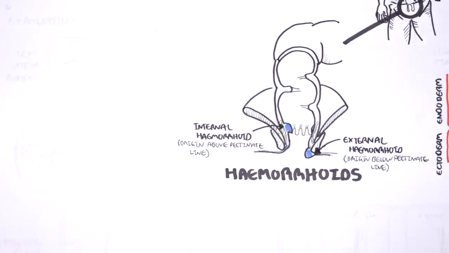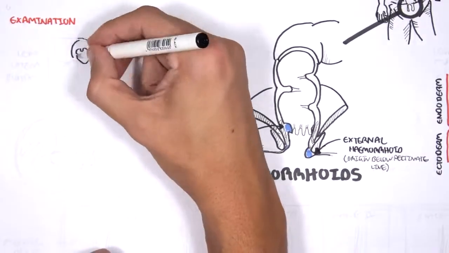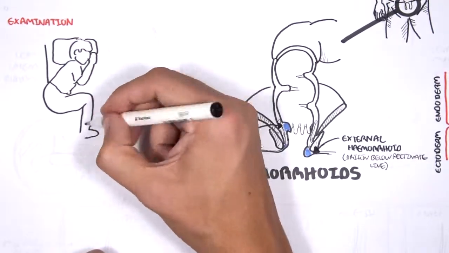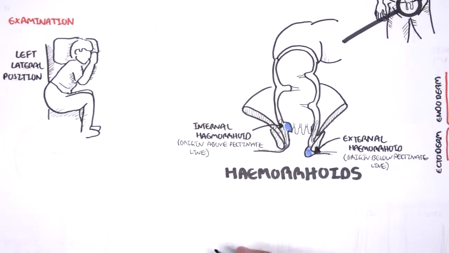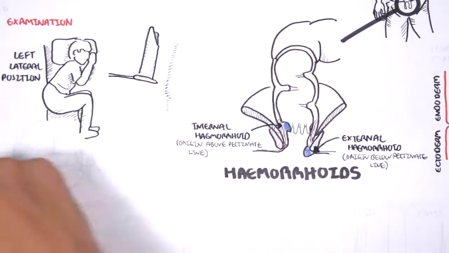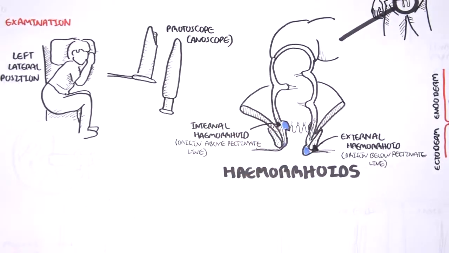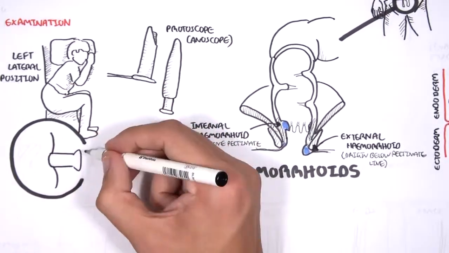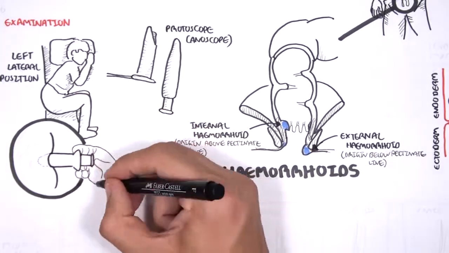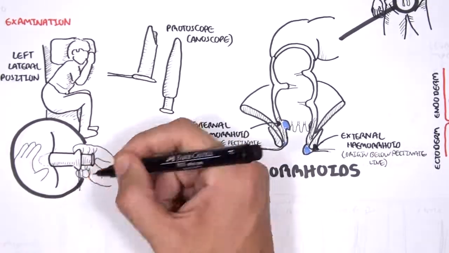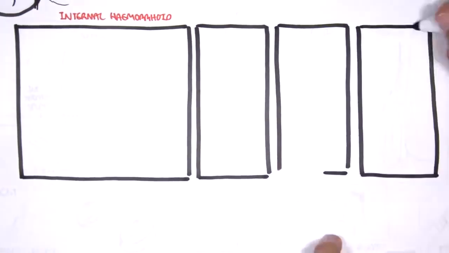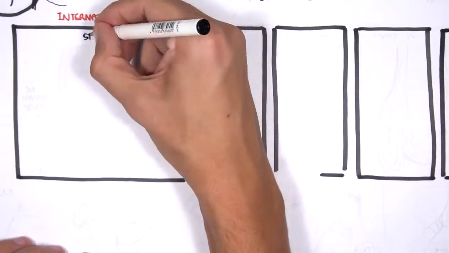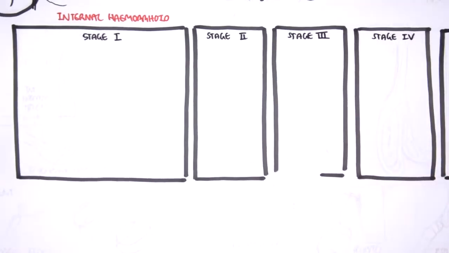So we learned about the signs and symptoms and the risk factors of hemorrhoids. On examination, we want to position the patient in a left lateral position and knees up to the chest to expose the anal area. And on general inspection, external hemorrhoid may be visible. However, the use of a proctoscope or an anoscope might be useful to examine for internal hemorrhoids. Hemorrhoids can also be staged. The internal hemorrhoids can be staged from 1 to 4. And it is important to stage because this means treatment will also differ.